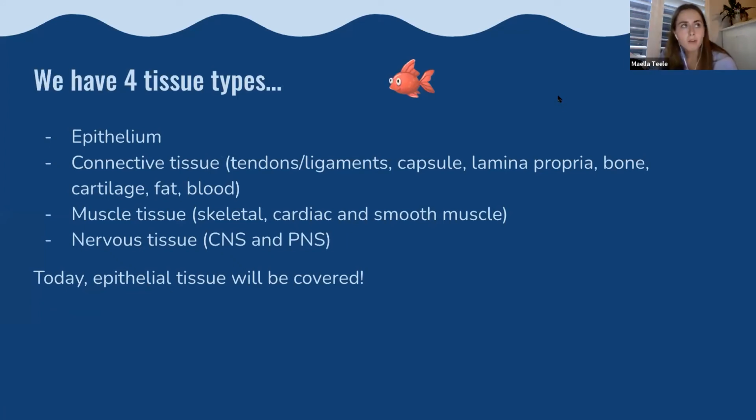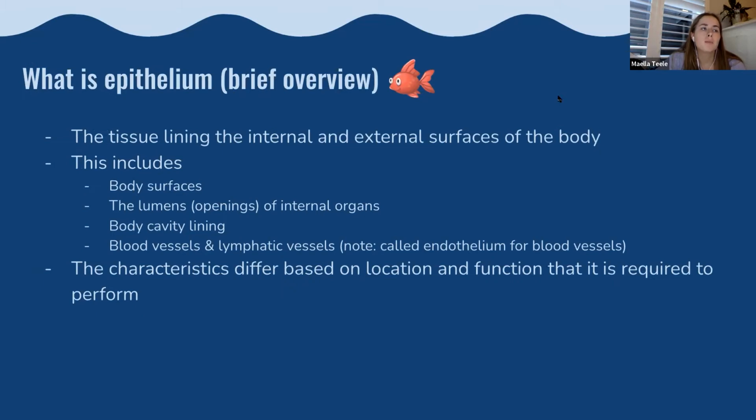In the body, we have 4 tissue types. So we have epithelium, we have connective tissue, we have muscle tissue, and nervous tissue. And today I'll be covering epithelial tissue, and later on in the semester and next semester, you'll be covering connective, muscle, and nervous tissue as well. So epithelium is pretty much just the tissue lining the internal and external surfaces of the body, including the surfaces, the openings of internal organs, body cavity lining, and also blood vessels and lymphatic vessels. But blood vessels we call endothelium, so it's just a different term for the epithelium.